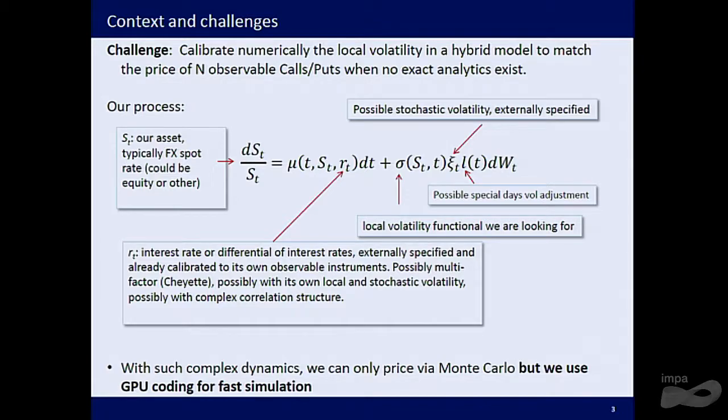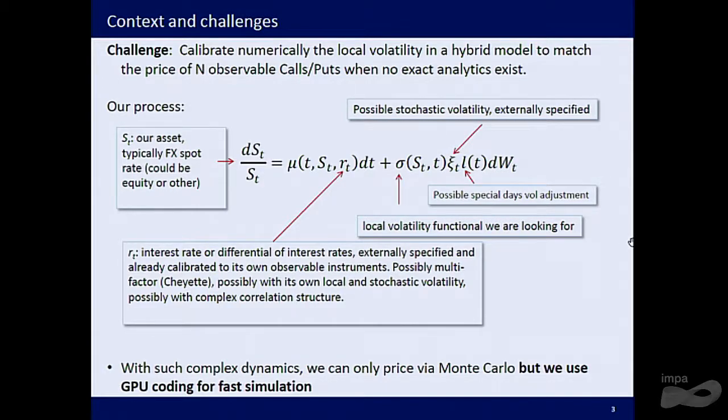But then you can throw in other things, like psi_t, which could be a stochastic volatility process with its own randomness. You could also have other kinds of adjustments in addition to the local vol, for example some special days adjustments, L of t. You could potentially add jumps as well. And also the interest rate could have its own diffusion, and we'll show some examples of that. So this r itself could be a multi-factor rates model, or the difference of two multi-factor rates models.